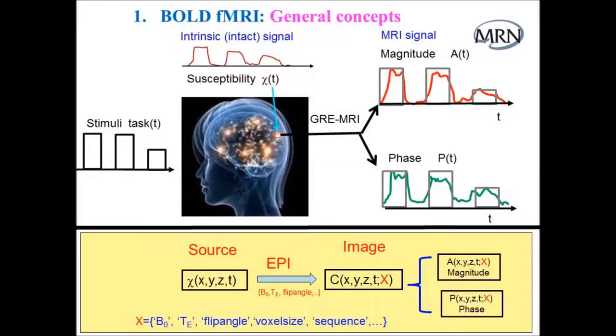This is the source, a 4D source, x, y, z, t, changing with spatial position and time. With my EPI sequence, we get the imaging, which is complex imaging with magnitude and phase. And then I highlight this part: this X represents the parameters of the MRI technology. It can be field strength B0, TE, flip angle, voxel size, sequence, etc. All the data we get by MRI scanning is dependent on these parameters. It is my job to remove these parameters by solving the inverse problem.